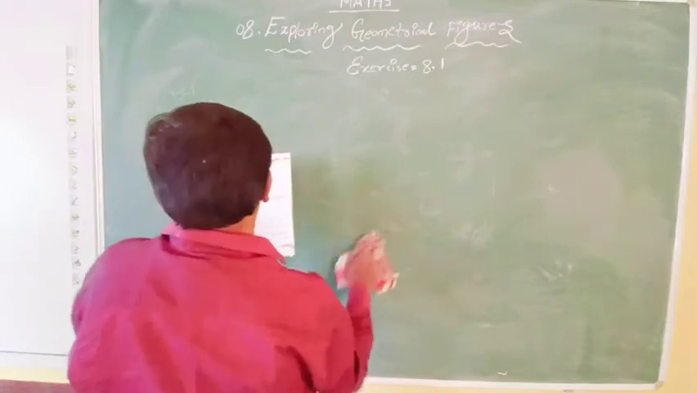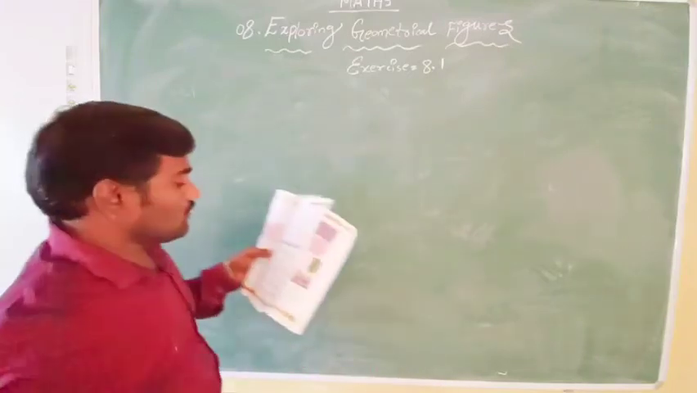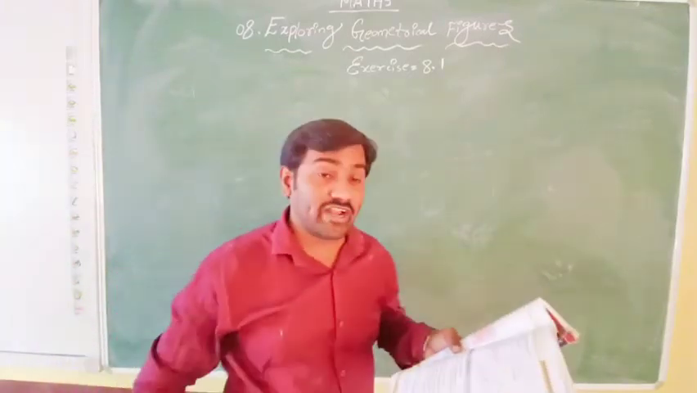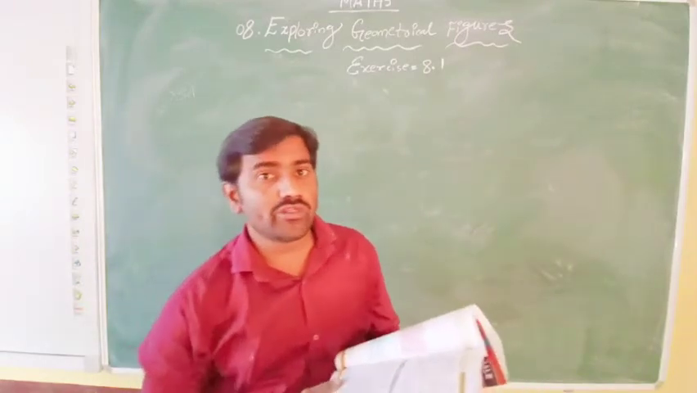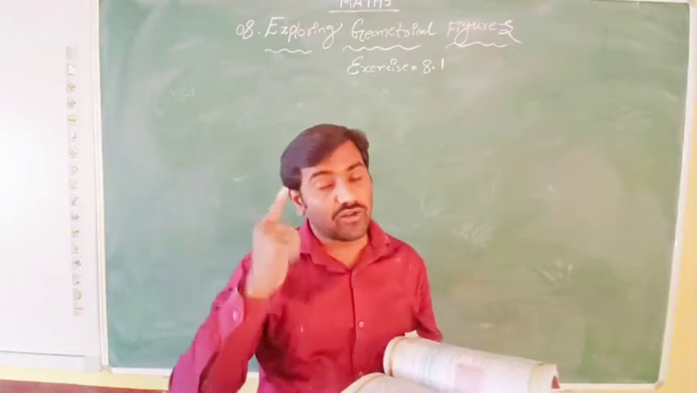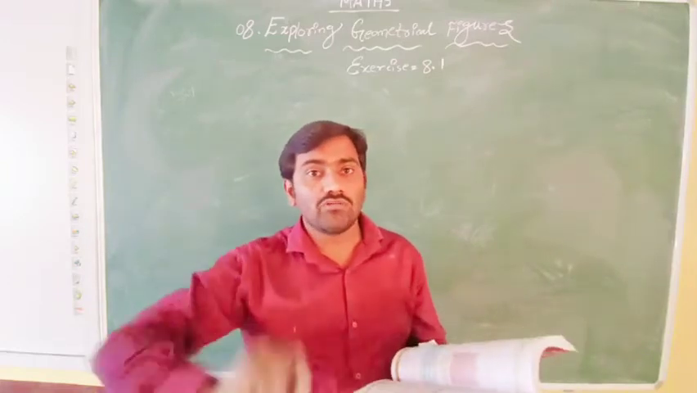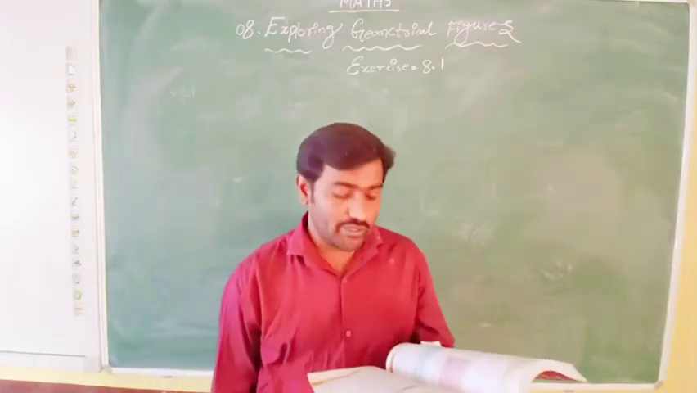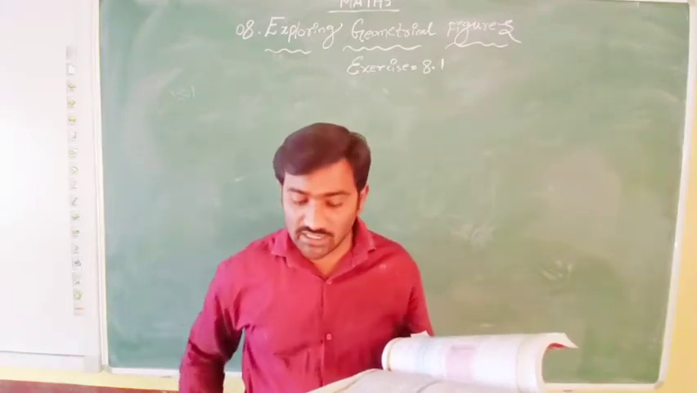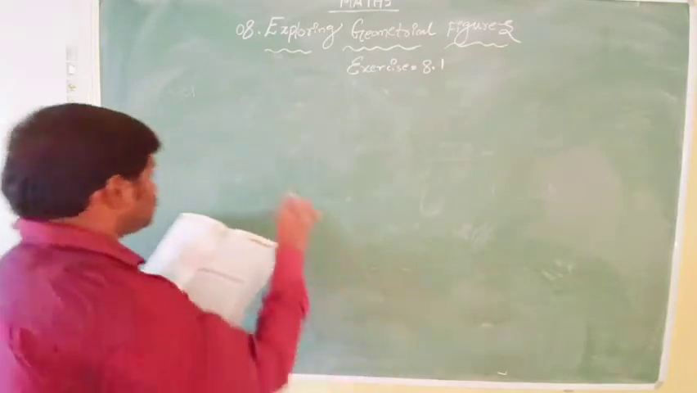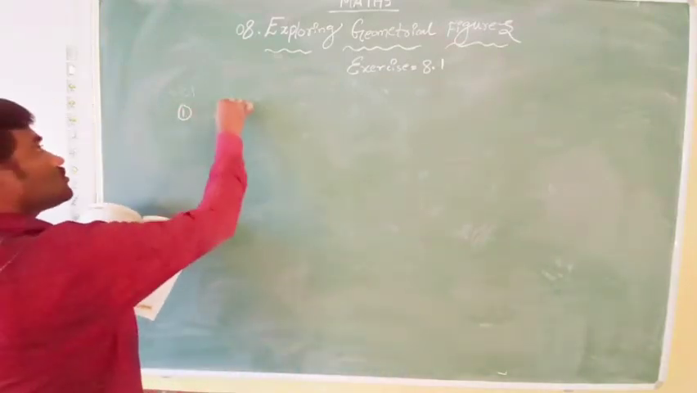Question number 4. State whether the following statements are true. Explain with a reason. So I will tell you the reason. You need to listen very carefully and note it down in your notes so that you can understand what I am telling you. Two squares of side 3 centimeters. First question.